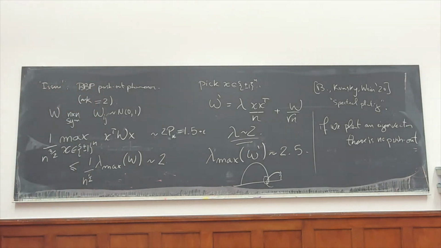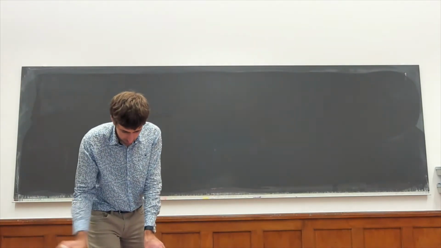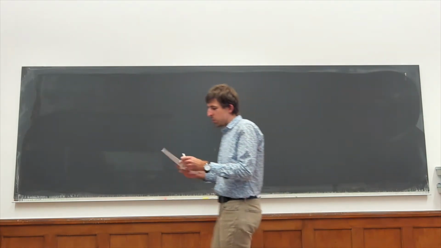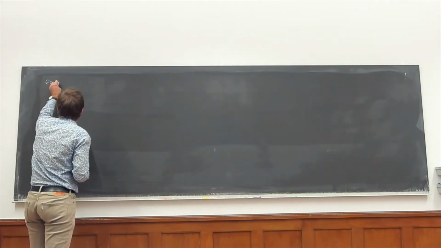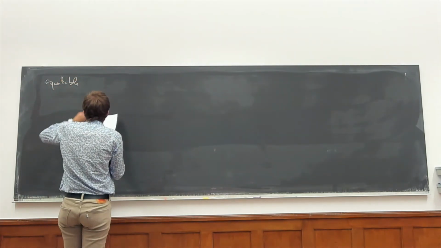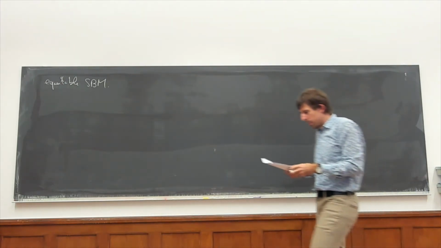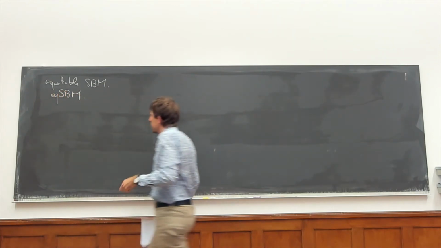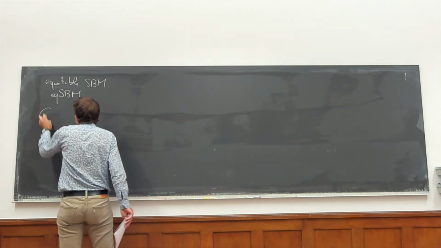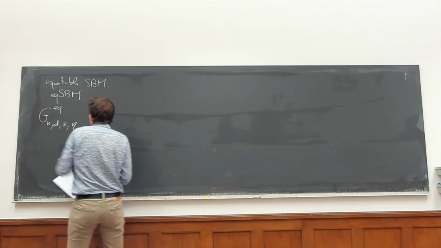Okay, so let me tell you what the planting is. The idea is to plant with a more structured model in which the thing we plant is an eigenvector of the problem, and this is the so-called equitable block model. In some parts of the literature it's called the regular SBM, okay? So we call it the equitable SBM, and I'll write it G(n, d, k, eta), same thing, equitable.